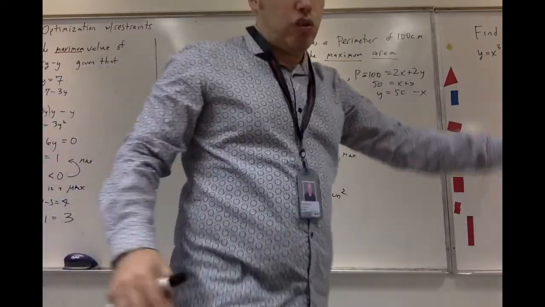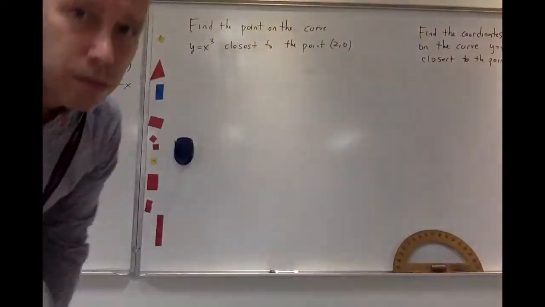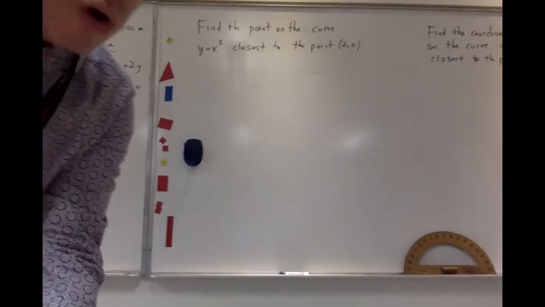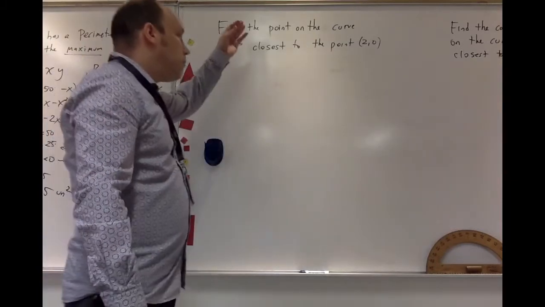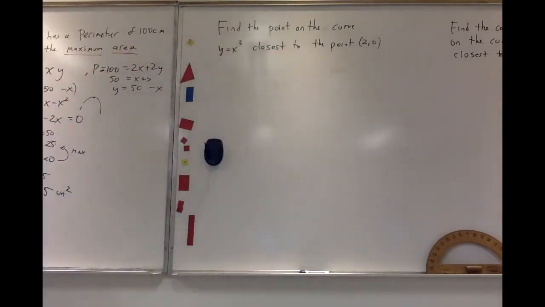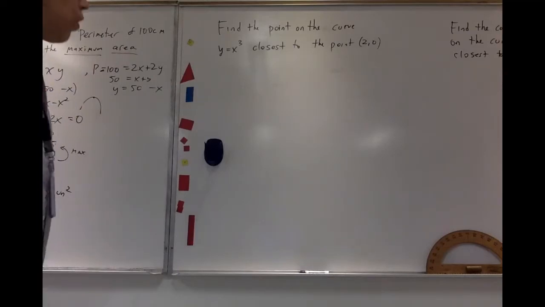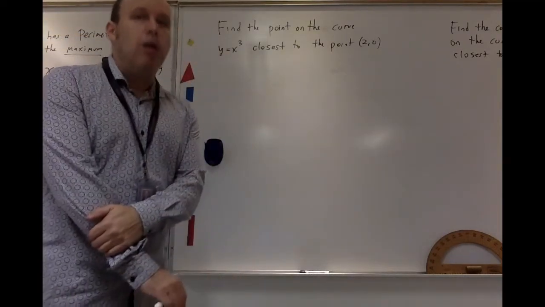I want to talk about the next two problems, because they're part 2 questions, and they seem straightforward. You need to recognize this. So let's just talk about this for a second. Take a look at that problem. It's right out of the book, and the question is, find the point on the curve y equals x cubed closest to the point 2, 0.